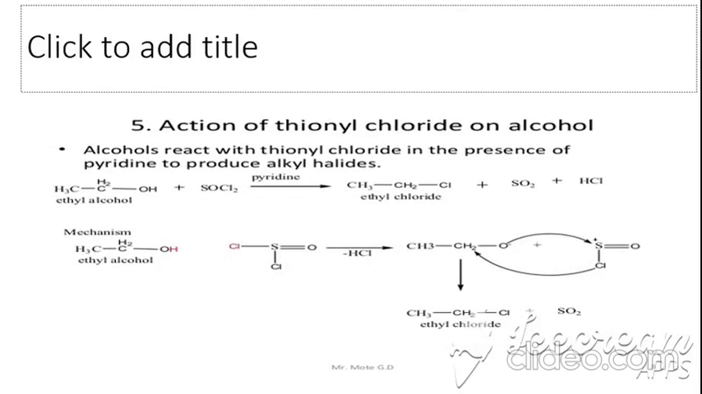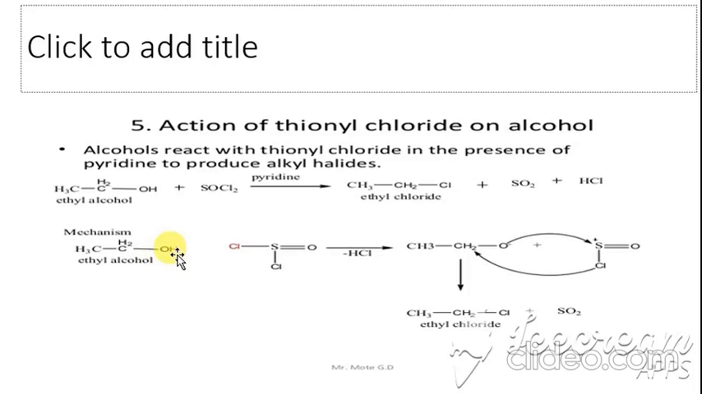Next is the action of thionyl chloride. This will also be the same. For example, here again the alkyl halide: ethyl alcohol plus SOCl2 in the presence of pyridine. This is not a catalyst. This is used as a solvent. So what happened? The same result: ethyl chloride is formed, with the gases sulfur dioxide and HCl as byproducts. How they are formed, the mechanism and the concept is the same.